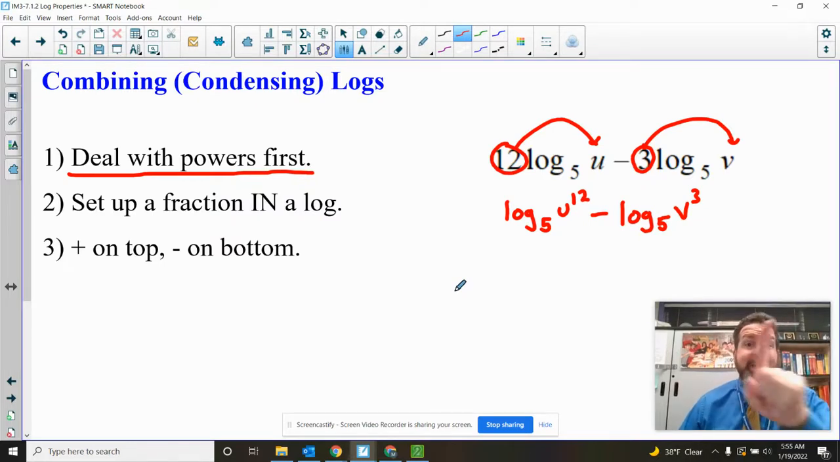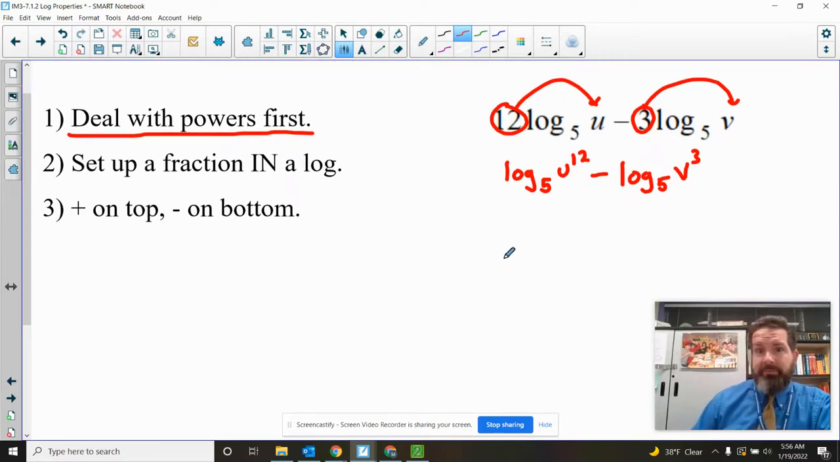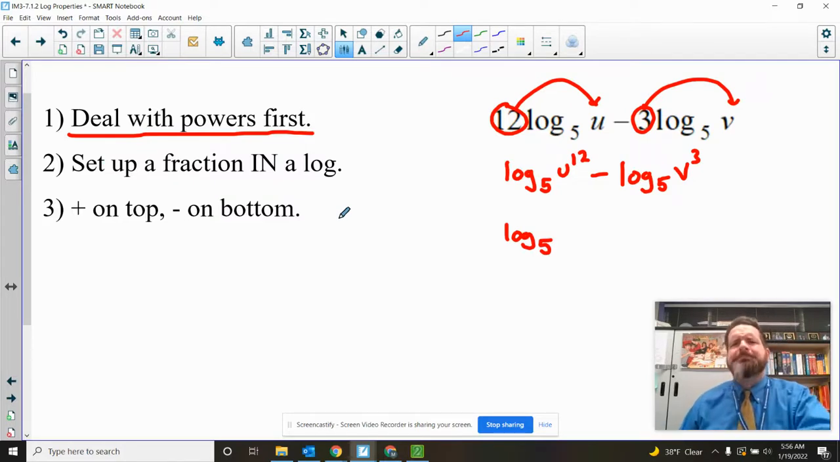Once you have done that, and only once you have done that, we're now ready to put everything together inside a single logarithm. So set up your log. Notice that the base isn't changing. It's base 5, so our log, when we put everything together, is still going to be base 5. And then we're going to set up a fraction. Now, pay attention to your signs. If it's all pluses, you actually don't need a fraction. But if there's any minuses anywhere, then you do need a fraction.